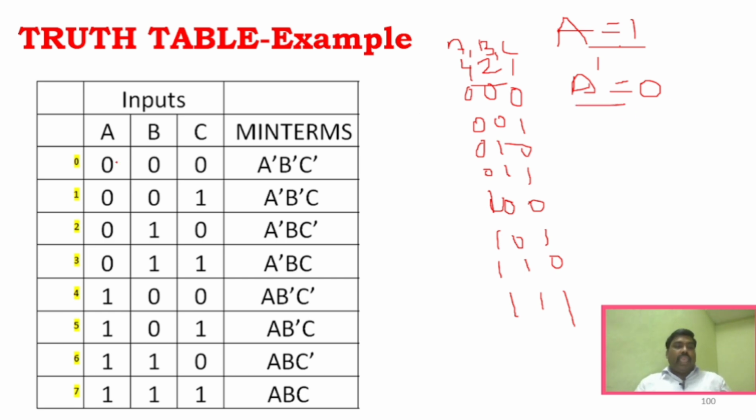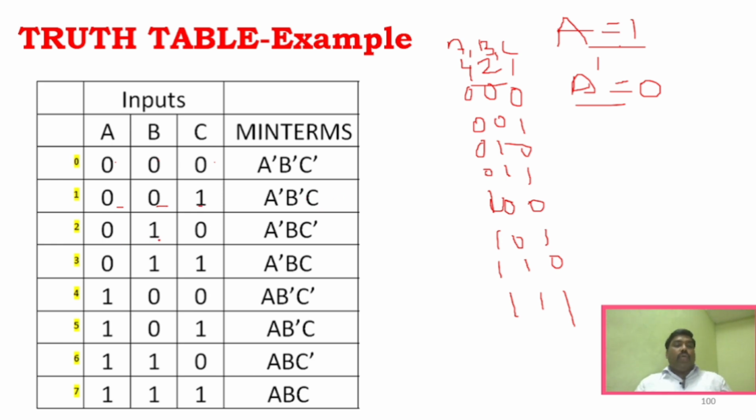We know this is A, this is B and this is C, right? And in a minterm, we have to represent all the inputs as a product, right? Now you can see here A, B and C, where all are 0. So we can write it as A bar, B bar and C bar, right? And here it's 0, 0, 1, so I'll write it as A bar, B bar and C.